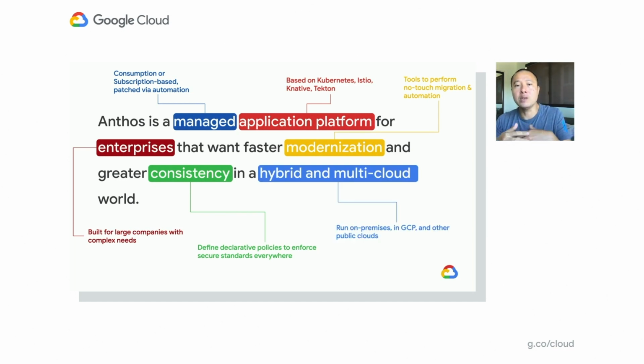Finally, Anthos is a multi-cloud and hybrid cloud platform. It's completely software-based, which means it runs inside on-premises data centers, inside GCP, and also in other clouds.